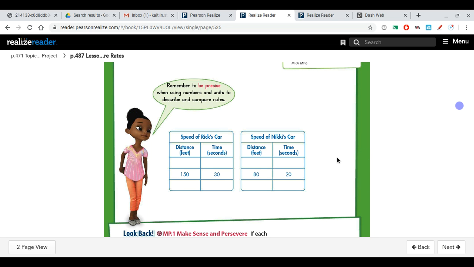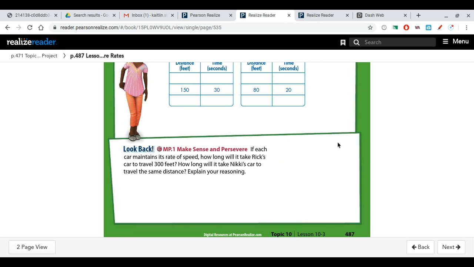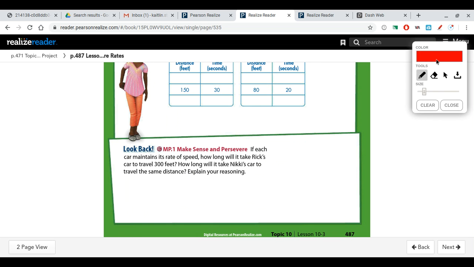All right, so let's go ahead and take a look at the look back. If each car maintains its rate of speed, how long will it take Rick's car to travel 300 feet? How long will it take Nikki's car to travel the same distance? Again, now we're going to use that unit rate like we did in our last lesson to solve problems. I'm going to build this as a ratio. So I have 300 feet per x seconds, and I know that's going to be equal to 5 feet per 1 second.